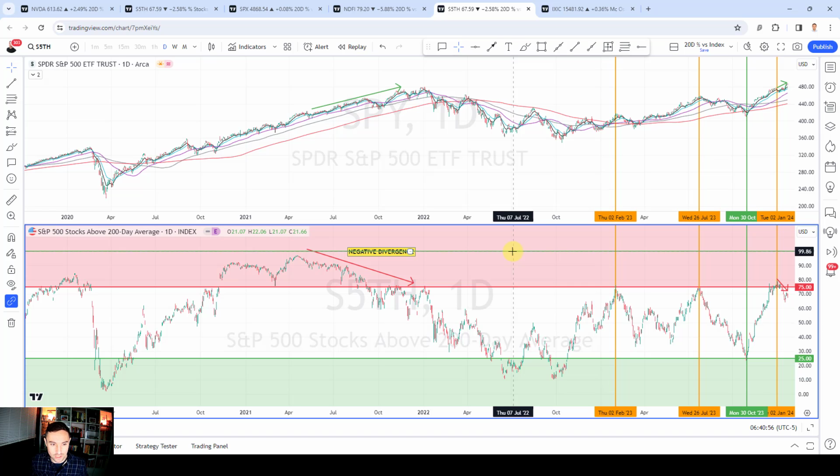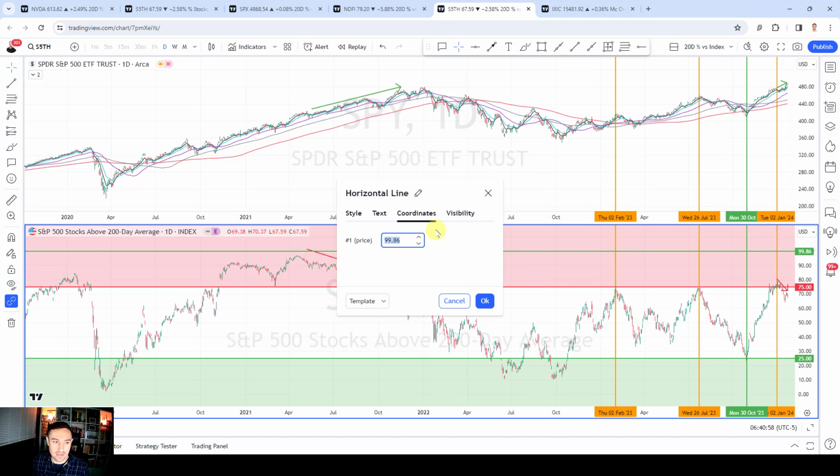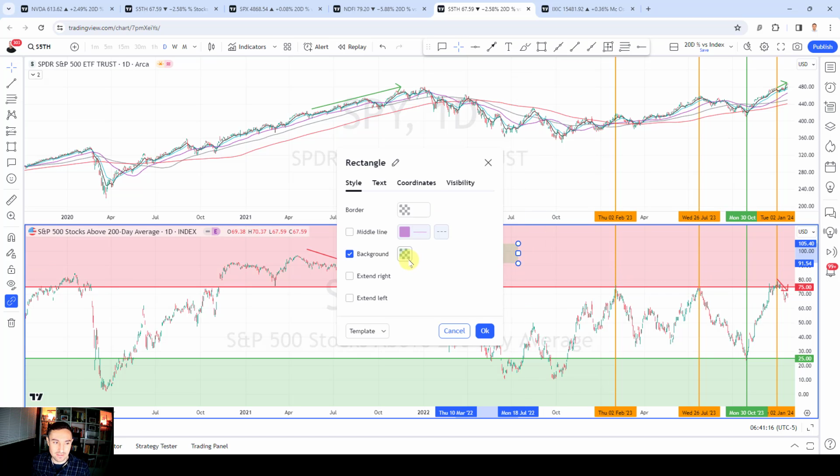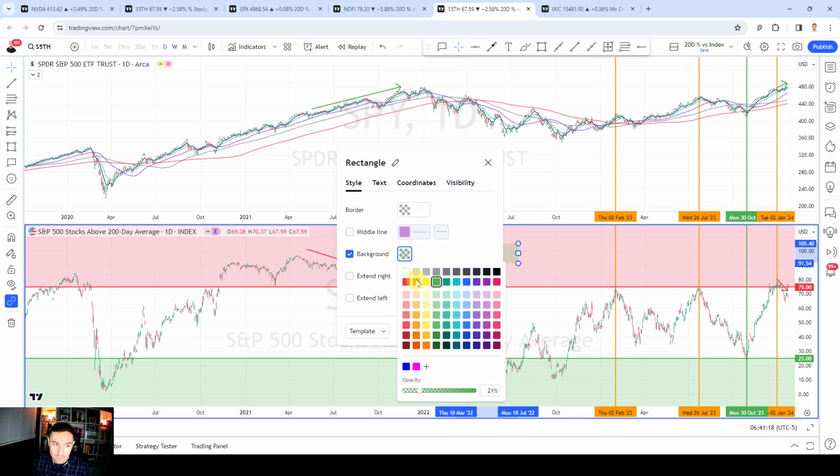You press Alt-H like that to put a horizontal line in, and then you want to move this to say 25 or 75 like that, and then the style you can make it green, pink, blue, whatever you want to do, okay? Then to get this shading, there's no indicator, you have to do this manually. So what I'm going to do here is select the rectangle like this, and then I'm going to put the rectangle on, double click on the rectangle like this, and then to do the top one, we'll do it in red. If you want to make it a different color, make it a different color.